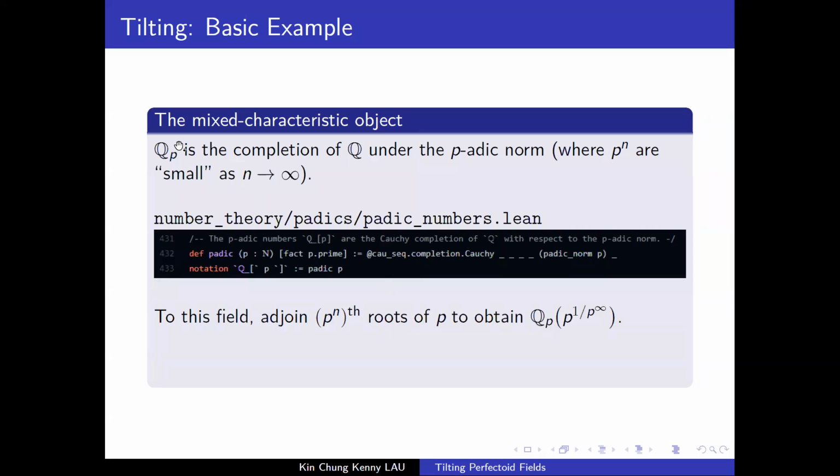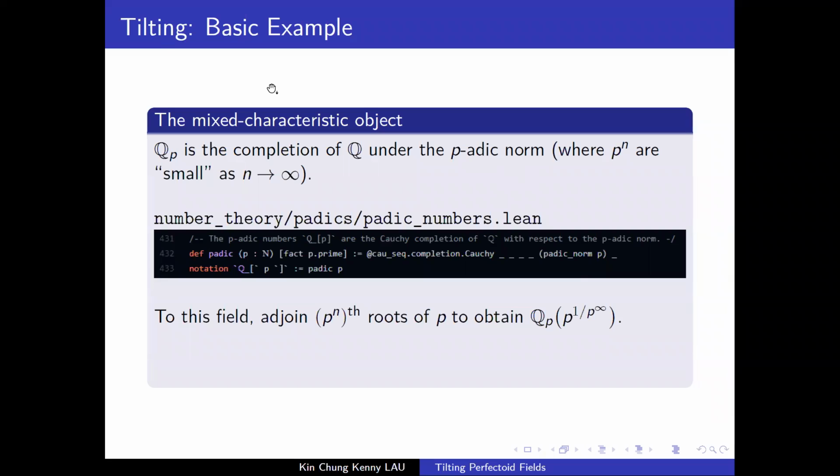Now with Q_p we cannot tilt Q_p just yet because it is not good enough. So what we do is we adjoin the p-th power roots of p to obtain this extension, which is called totally ramified over Q_p, whatever that means. Ramification is some sort of condition on the norm.